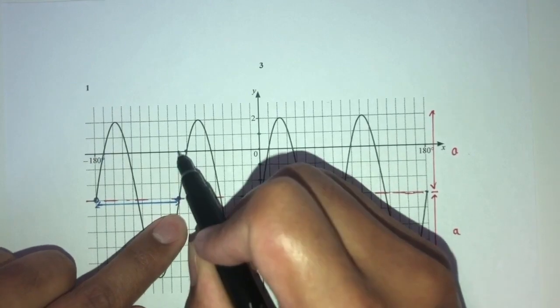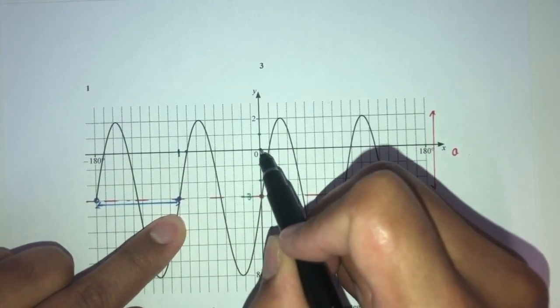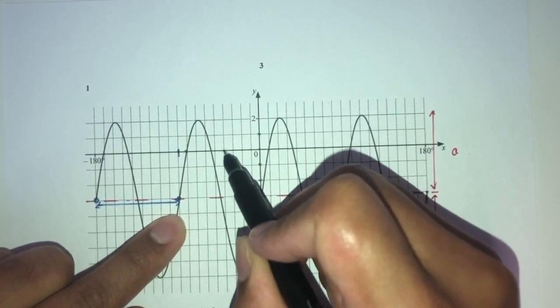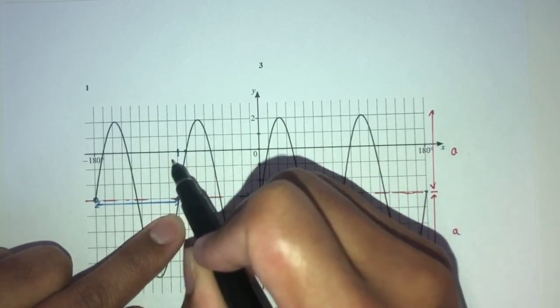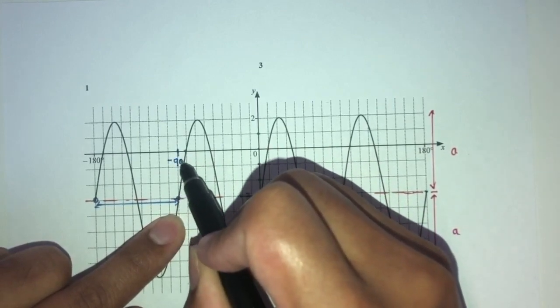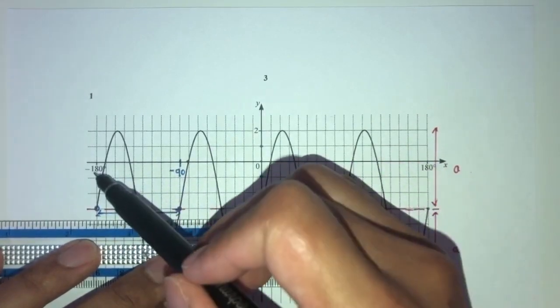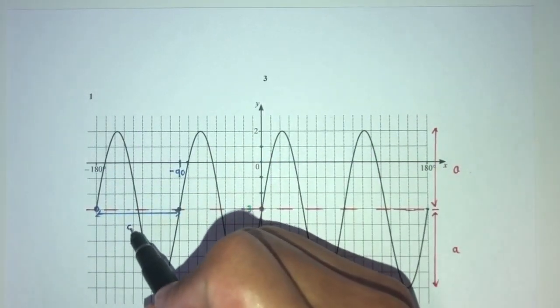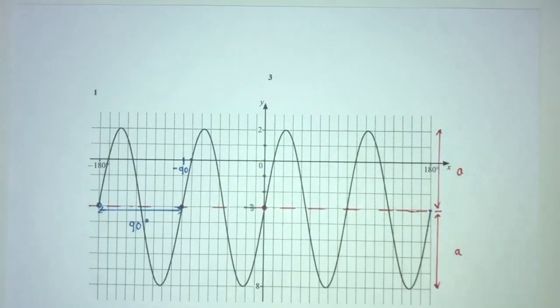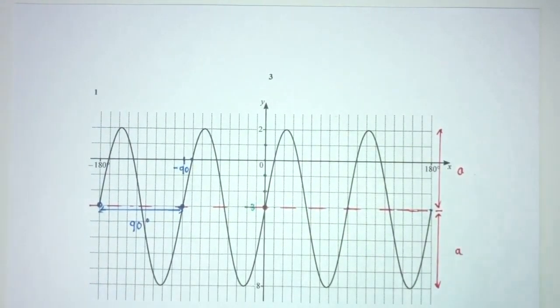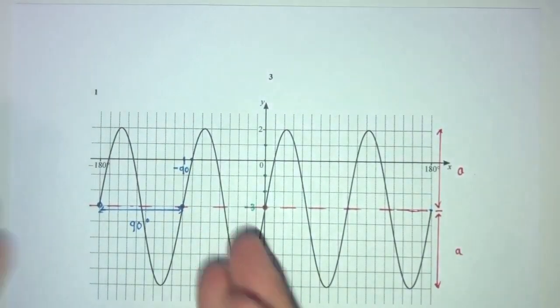Now the value here has to be what? Let's count. 1, 2, 3, 4, 5, 6, 7, 8, 9. That should be minus 90. Now, the distance here is what? From minus 90 to minus 180, the distance here is 90 degrees. Do we agree? The distance, not the difference, or I mean difference, yes, but the main value is distance.